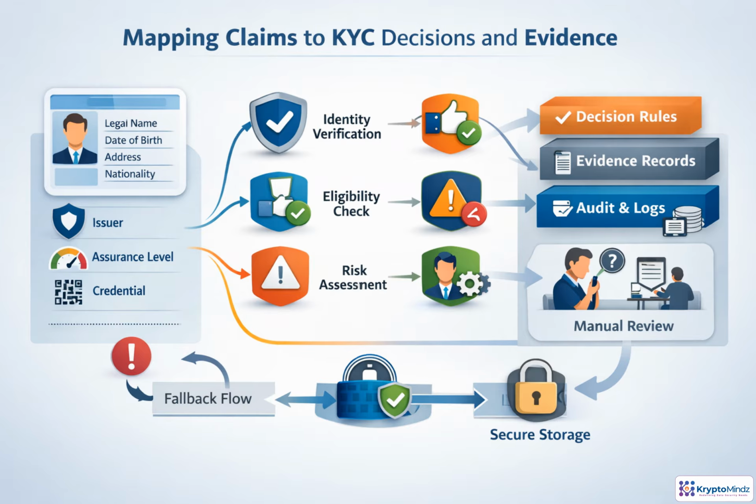At this point, raw credential claims need to turn into concrete KYC decisions. Think in terms of questions. Who is this person? Are they allowed to use this product? How risky are they? And can we prove what we did later? Each attribute should have a rule, a purpose, and an evidence plan. Missing or conflicting data shouldn't be improvised. It should route to defined fallback flows or manual review, with only necessary evidence stored for audit.